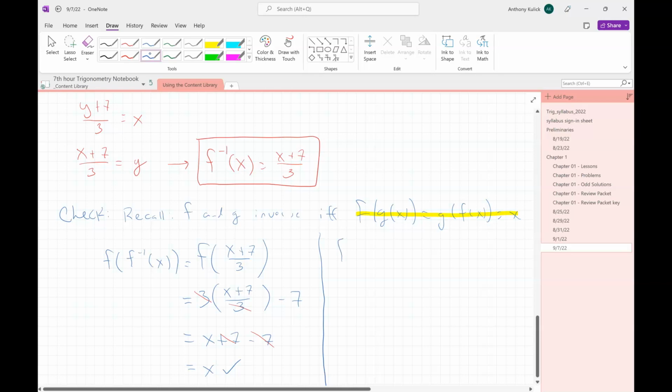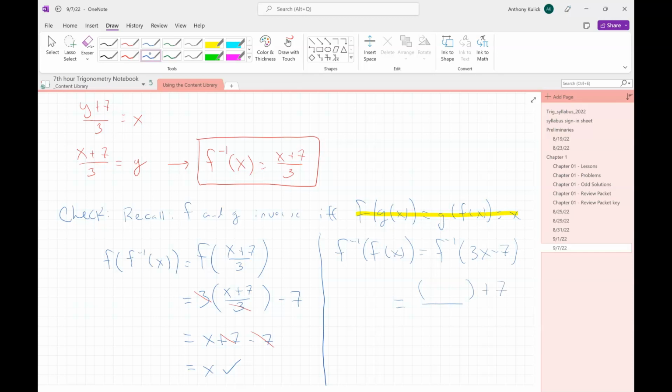Now I have to check the other direction. So I need to do f inverse of f of x. So f inverse is, I'm going to replace the x's with a big parenthesis. And then inside big parenthesis, I'm going to write f, which is 3x minus 7. Everybody's okay with how I did the compositions there?